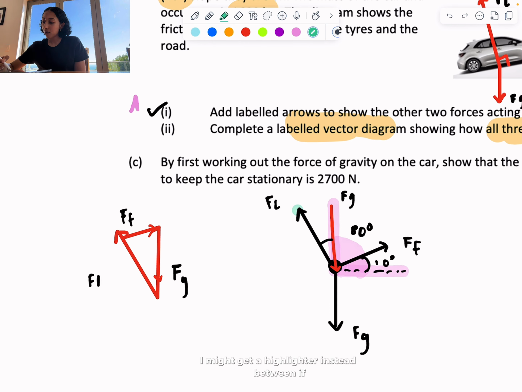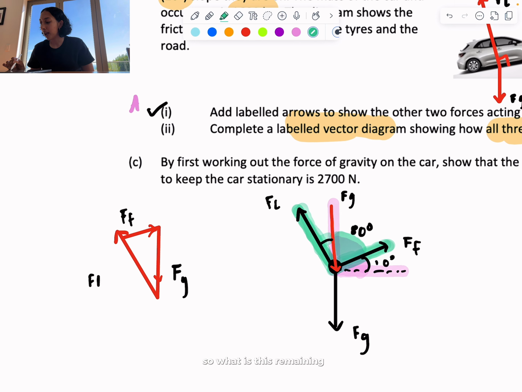Between FL and FF, between our lift force and our friction force, is another 90-degree angle, okay? And so we can see that out of this 90-degree angle, we've got 80 degrees made up by our force of gravity and our friction force. So 80 degrees of it is made up here, okay?